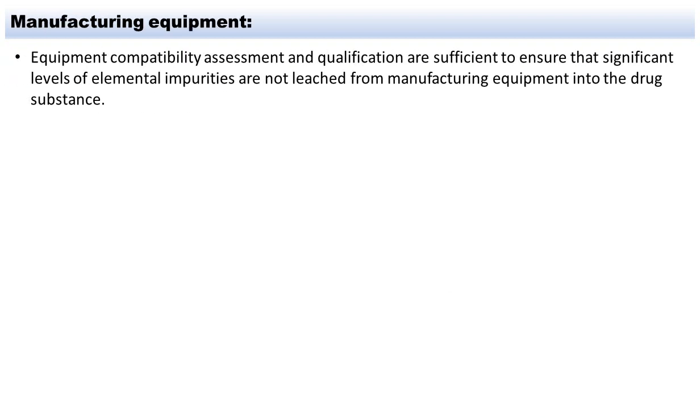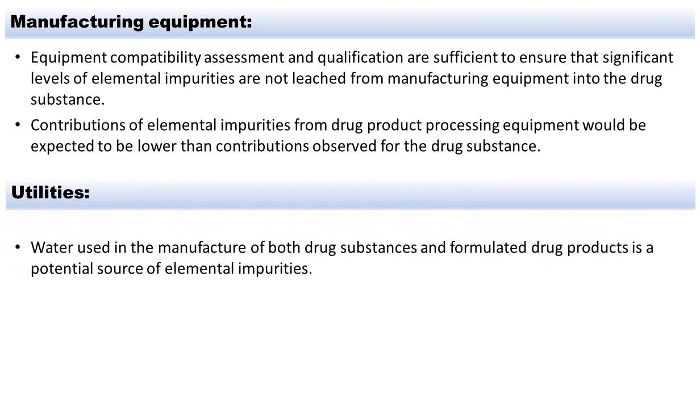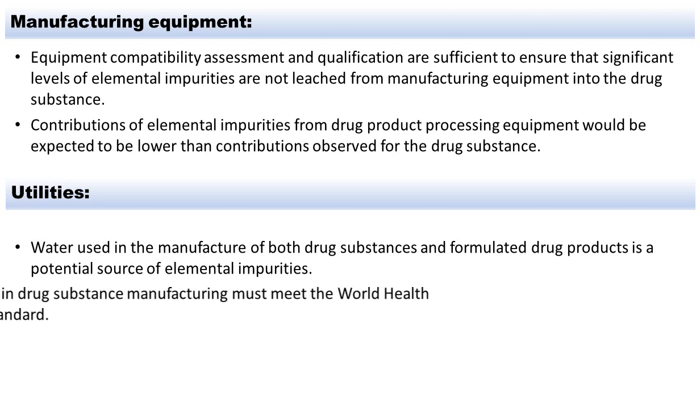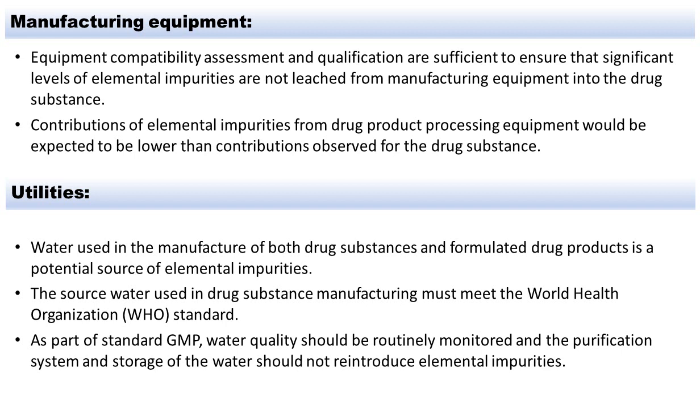Equipment compatibility assessment and qualification are sufficient to ensure that significant levels of elemental impurities are not leached from manufacturing equipment into the drug substance. Contributions of elemental impurities from drug product processing equipment would be expected to be lower than contributions observed for the drug substance. Under utilities, water used in the manufacture of both drug substance and formulated drug products is a potential source of elemental impurities. The source of water used in drug substance manufacturing must meet the World Health Organization standard. As part of standard GMP, water quality should be routinely monitored, and the purification system and storage of the water should not reintroduce elemental impurities.